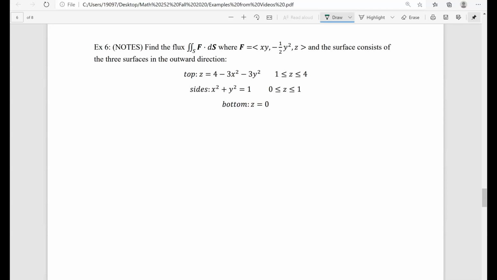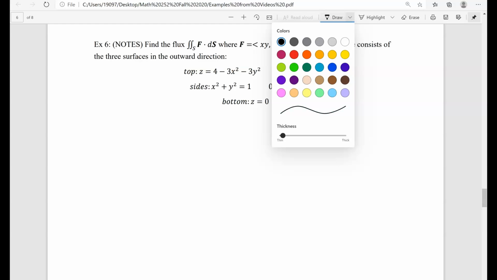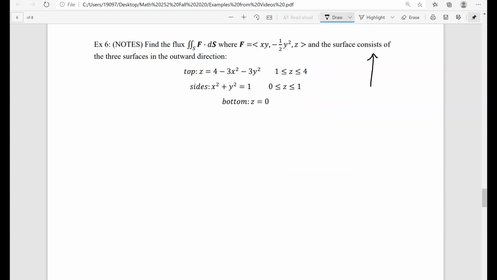So this problem was in our notes. We wanted to find the flux of this three-step problem because you have a top, you have a sides, and you have a bottom on this thing. The other ones were really pretty straightforward because we only had one particular surface, but this surface in this case has multiple things. So you basically have the top guy, which is going to be the paraboloid at 4.